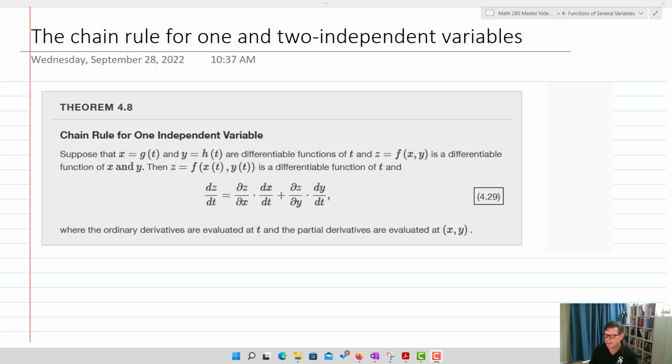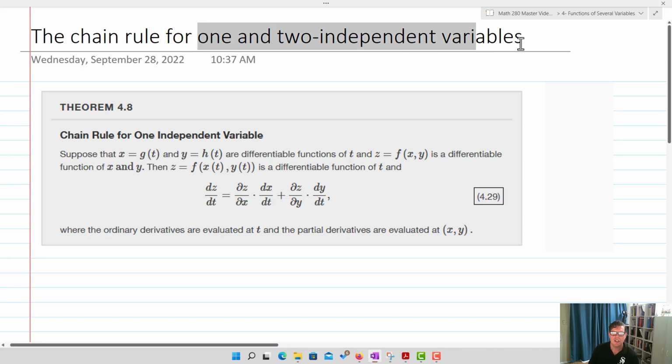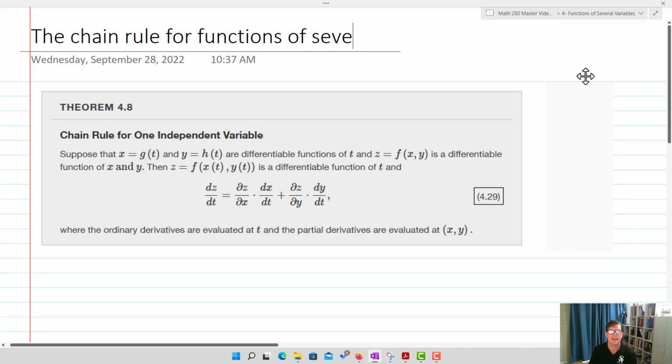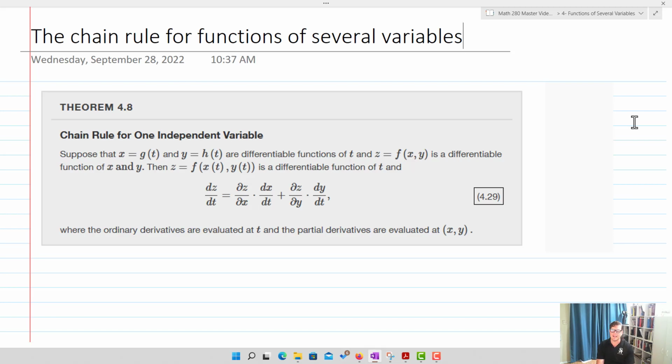So we'll start out with this, and maybe we should actually change this. The chain rule for functions of several variables. Let's say that that's the case. Okay. All right. So we look at this. This is a theorem. Basically, and what you're going to see is this pretty much makes a lot of sense if you know the chain rule.